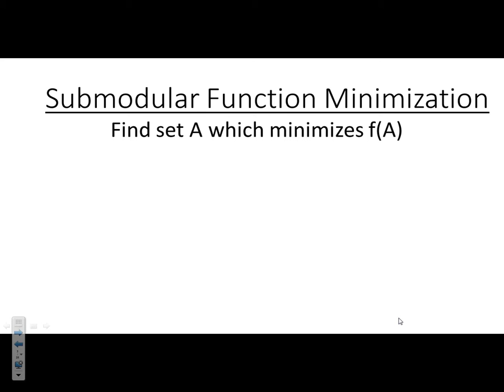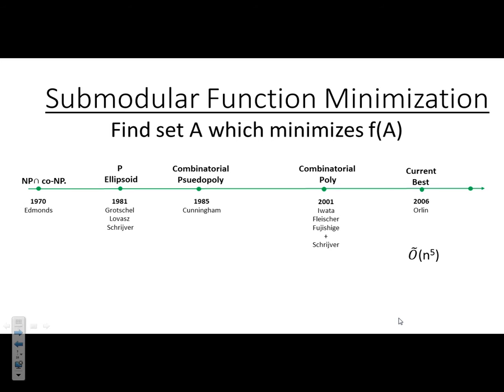Okay. So the history in a line is something like this. In the 70s, Jack Edmonds proved the theorem which puts it basically in NP intersection co-NP. I'll cover it later. In '81 it was put in P, so it was solvable in polynomial time using the ellipsoid algorithm. In '85 Cunningham gave the first combinatorial algorithm, but it ran in pseudopolynomial time, which means that the running time depended on the function value. So if the function value of any set is at most f, it ran poly in f. Polynomial would mean poly in log of f.